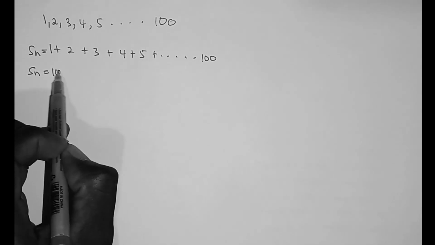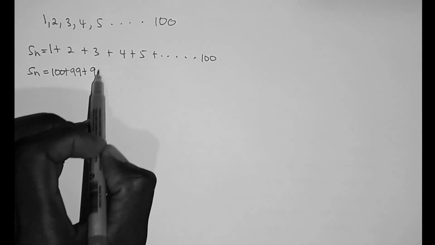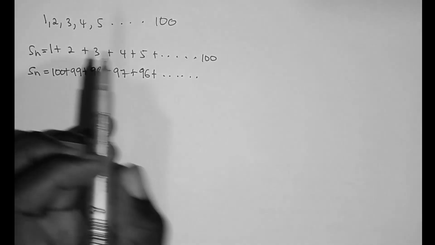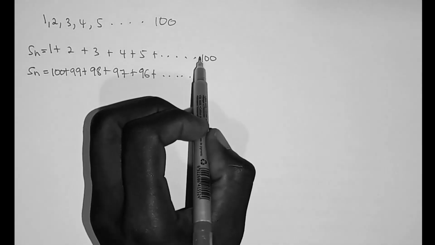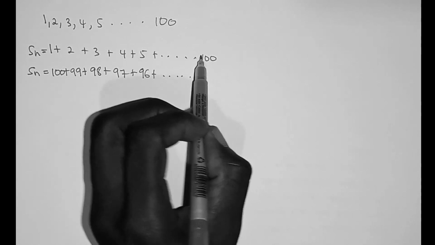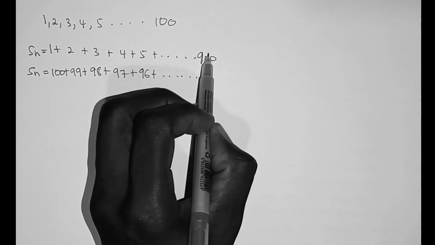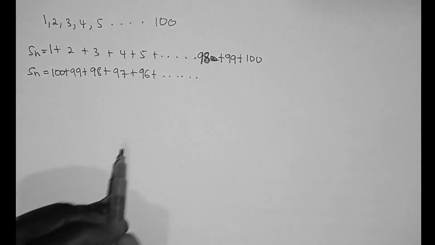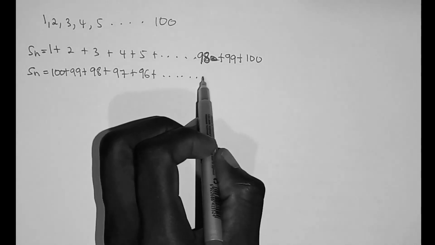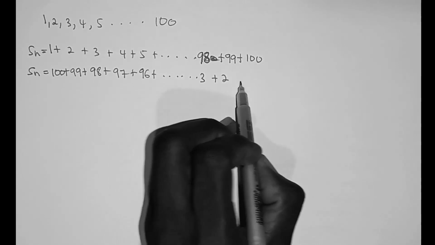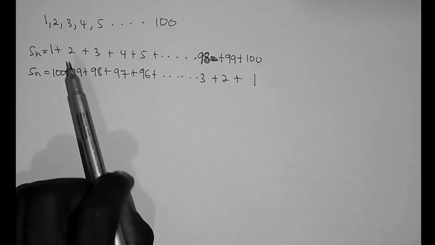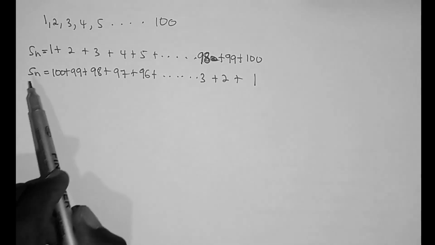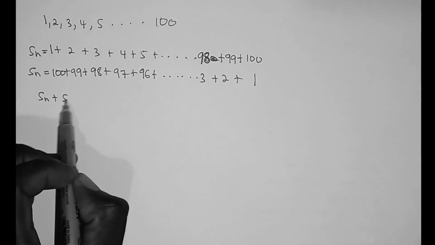So in this case, it will become 100 plus 99 plus 98 plus 97 plus 96 plus up to, instead of just writing 100 here, I want to start from 98. So 98, then plus 99, and plus 100. So here will be 3 plus 2 plus 1. So we are summing 1 to 100, and then we are summing 100 to 1. So let's add this Sn and this Sn.